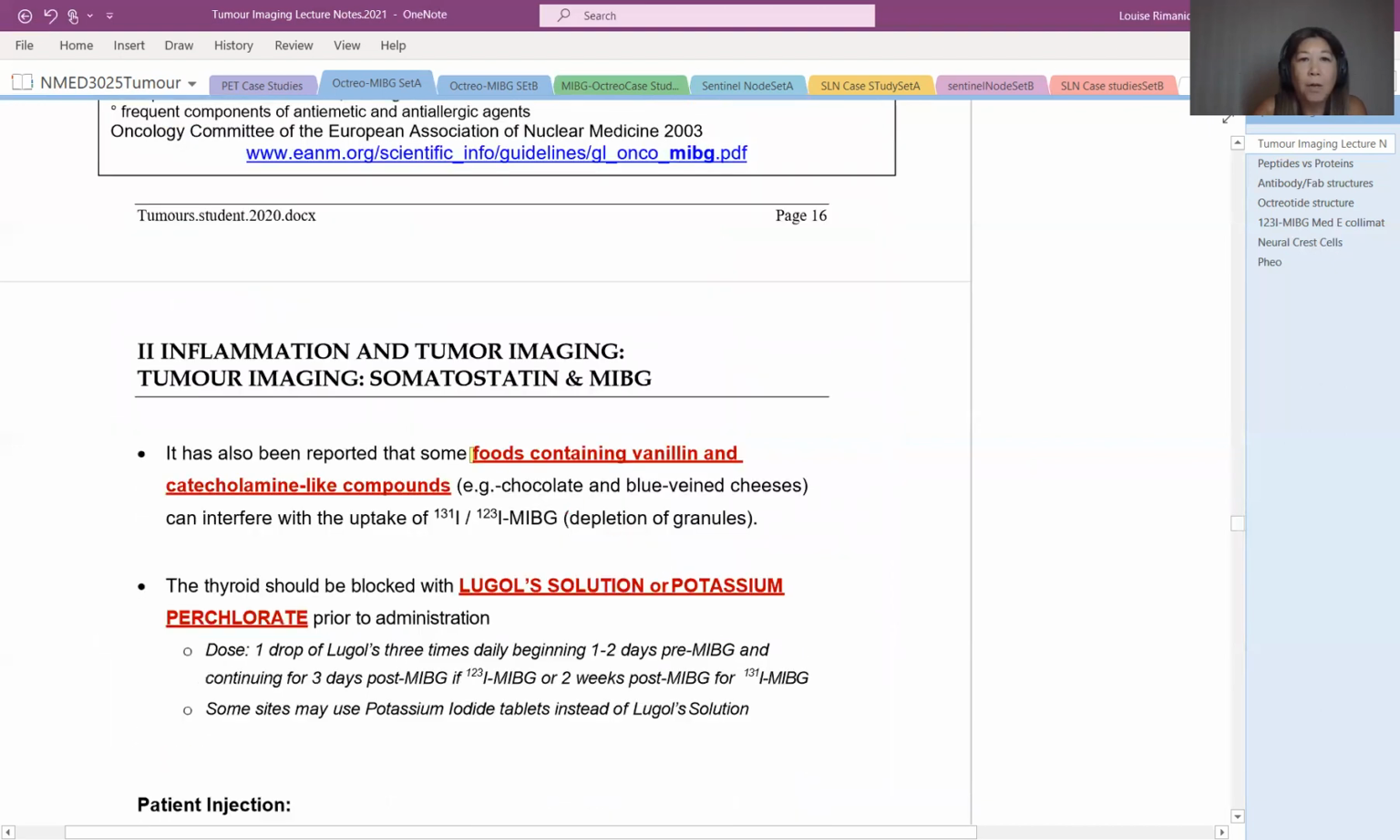It's also been reported that some foods that contain vanilla and these catecholamine-like compounds may interfere with uptake. This can include chocolate as well as blue vein cheeses, and these are known to interfere with the uptake due to depletion of granules. So again, maybe you can tell your patients not to eat chocolate and blue vein cheeses within a few days of the test.